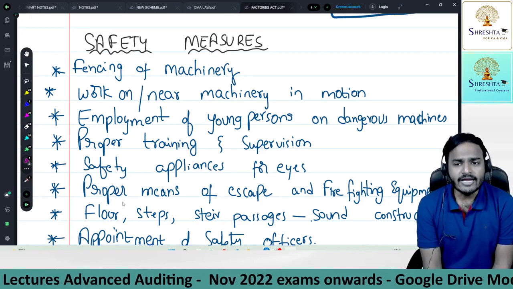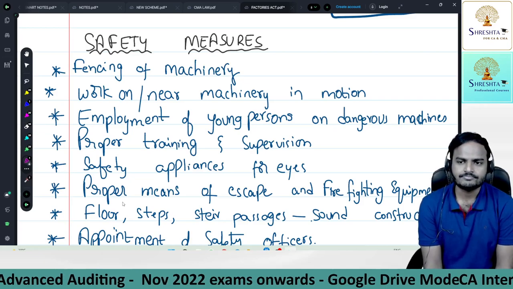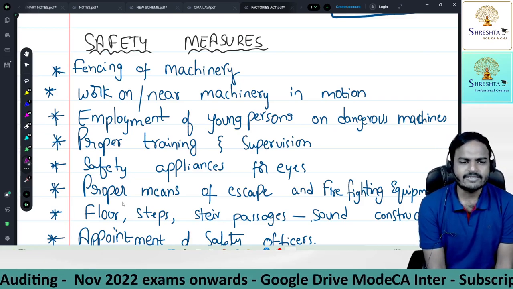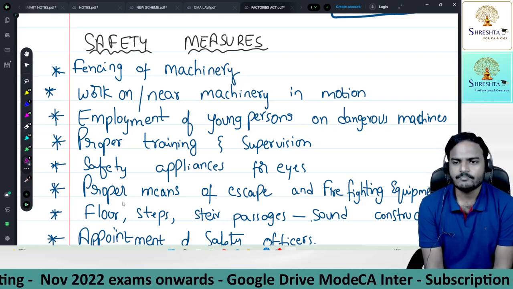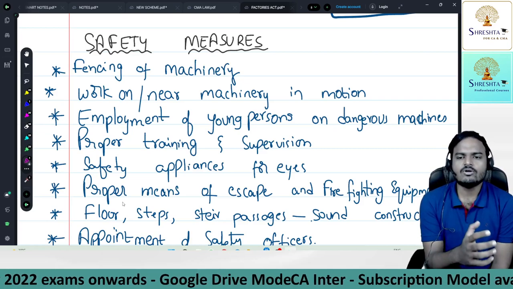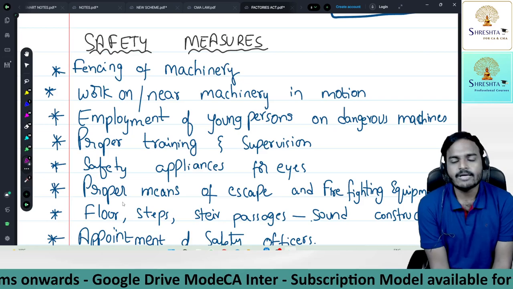Next one, give training to the people who work on or near machinery in motion. For example, a grinder: if you take a grinder as an example, it is in motion. If you keep your hand in the grinder without proper care, there is a probability that your hand may get fractured.